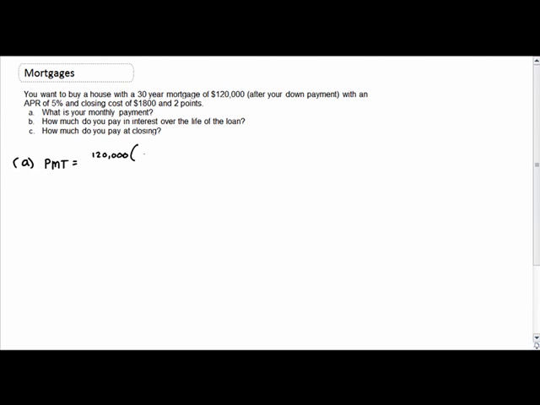$120,000 times R. What's my rate? 5%. It's monthly. 1 minus 1 plus R over N to the 12 times. How many years are we doing this? 30 years. Okay, so I just used the loan payment formula that's in your book or on the formula sheet. So there it is. So let's go ahead and type it in on the calculator.